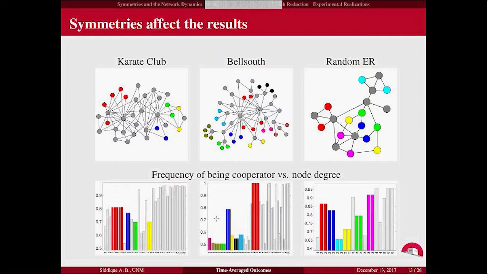From this outcome, we thought, since nodes in the same cluster show similar dynamical behavior, why don't we treat all these nodes in a cluster as one node? If we can reduce our graph, we can simulate the dynamics on these reduced networks.